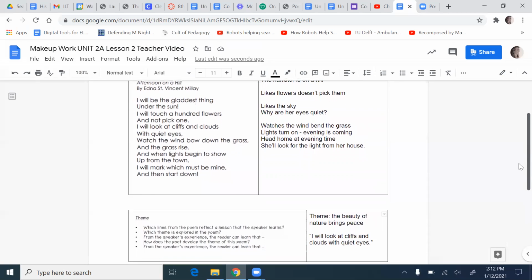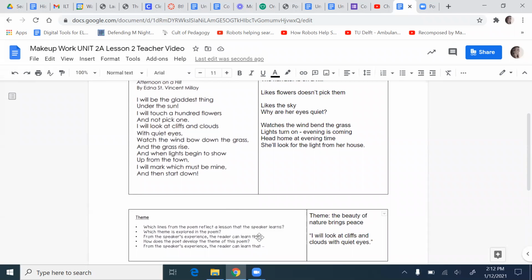Okay. From the speaker's experience, the reader can learn. That's another example. The reader can learn the message. It's the same thing. From the speaker's experience, the reader can learn that the beauty of nature brings peace. We've already said that. How does the poet develop the theme of this poem? So what is she doing to show you that? We found text evidence, but over the whole poem, how is she teaching us that the beauty of nature brings peace? Well, let's see what she does.